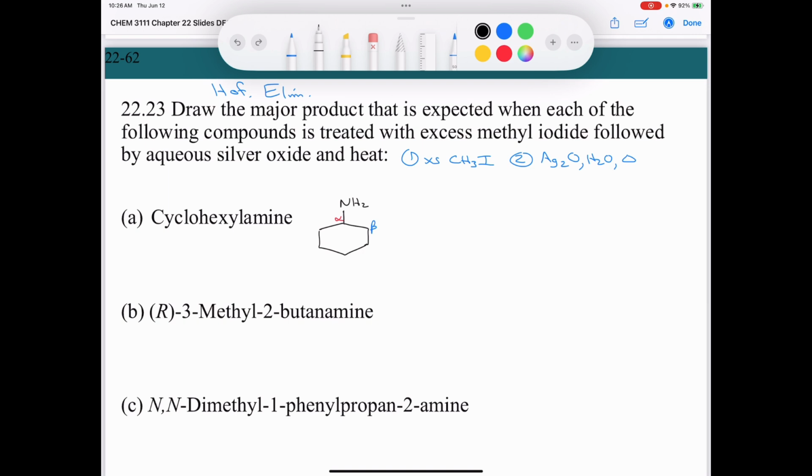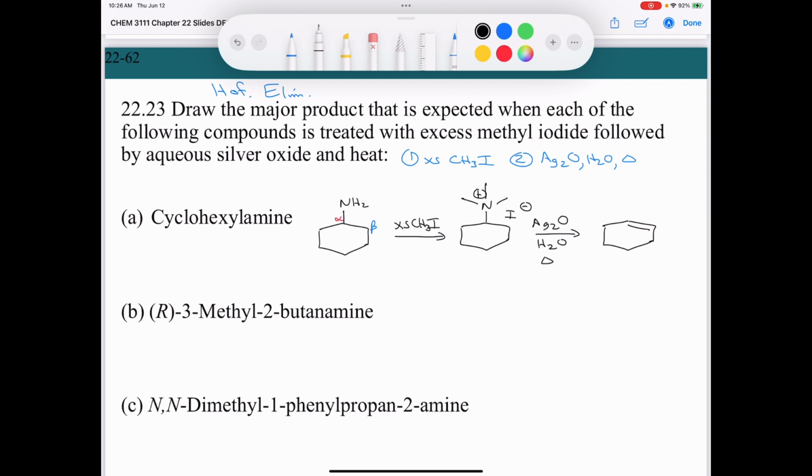And so we can just write down our conditions. Step 1 is going to be excess methyl iodide. That's going to give me my quaternary ammonium salt. So I've got my iodide. Then in the next step, we're going to treat that with silver oxide, water, and heat. And that's going to give us our cyclohexene in this case.